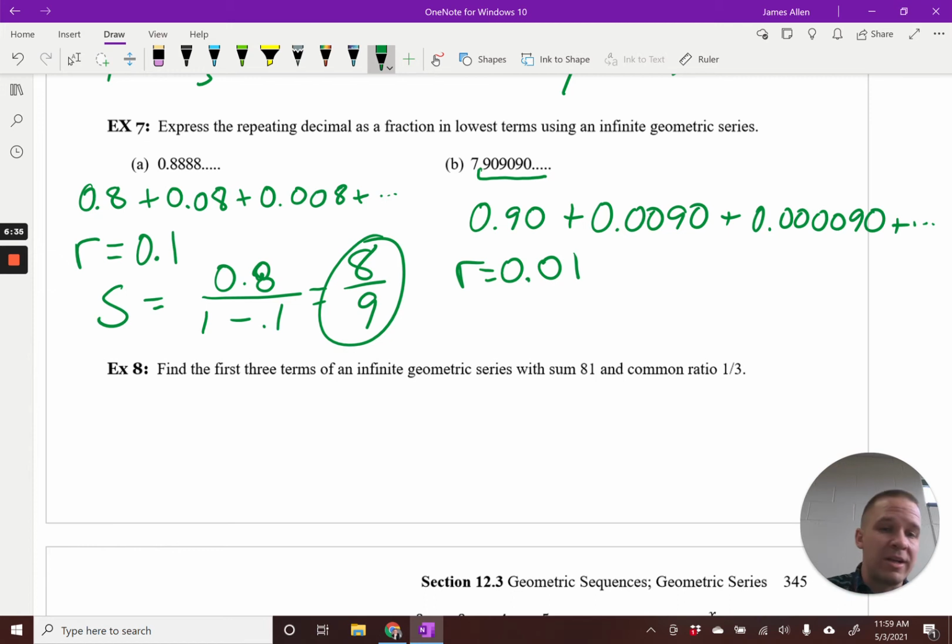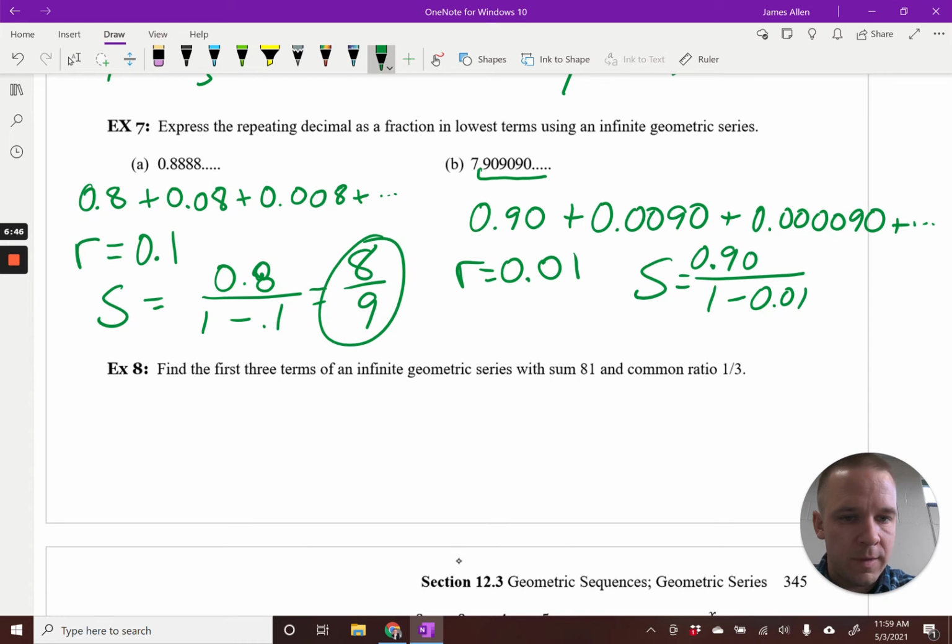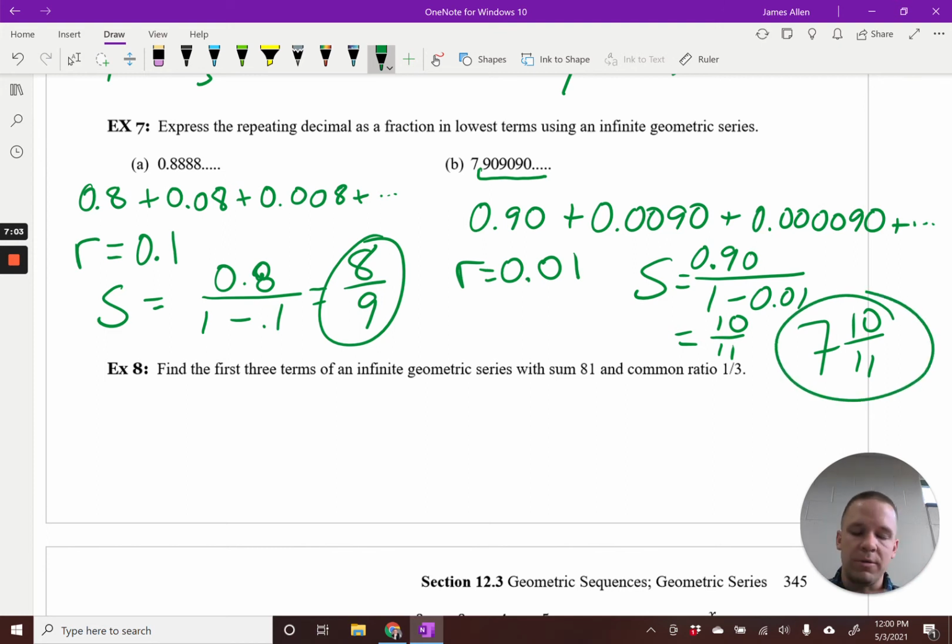Okay, but I still got everything that I need here. So my sum is going to be 0.90 over 1 minus 0.01. So if I plug that in, I'd get 10/11. Literally paused the video and then started it right there. Okay, 10/11. So then with the initial 7, I would have 7 and 10/11. That's cool. That's pretty dope. I like it.